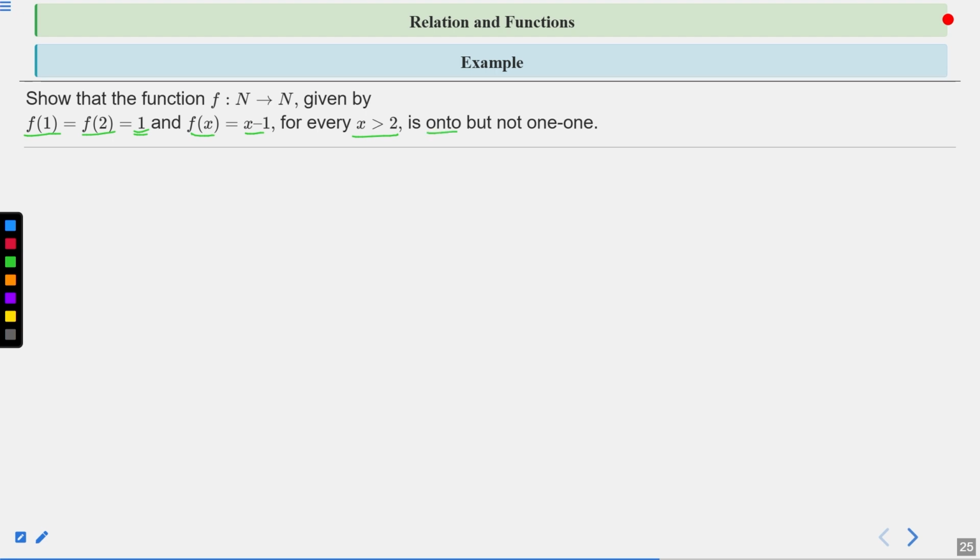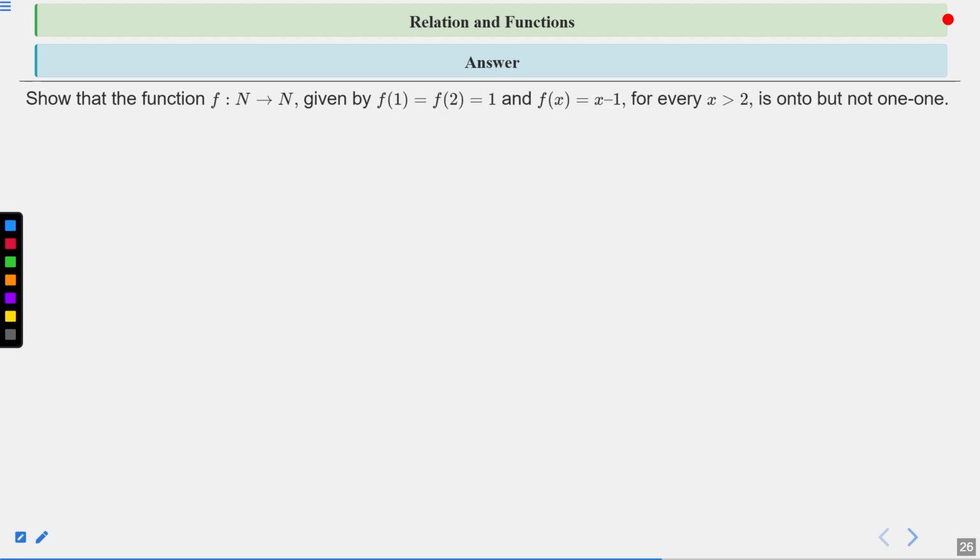Is it onto but not 1-1? So you have to show that the given function is onto but not 1-1. Simple. So how are you going to start to show 1-1 or not 1-1? Very simple. If you can find any two distinct inputs having the same output, then you will say that the given function is not 1-1.